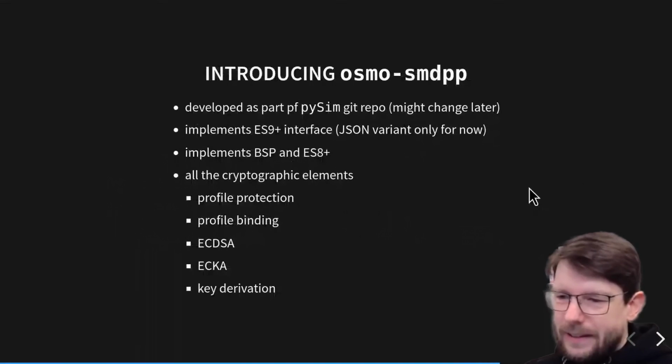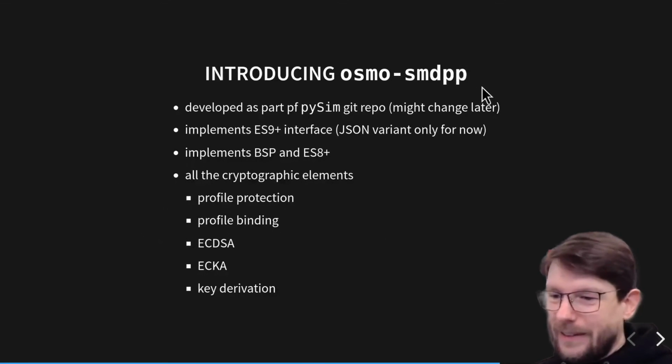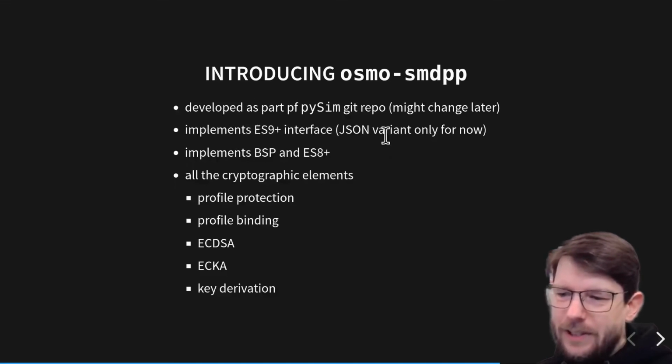So I implemented the minimal proof of concept of the SM-DP+ called osmo-smdpp. The additional P is for plus, like we have CPP for C++. And it's currently part of the pySim Git repository. That might change later. I might split that out, and it implements this ES9 Plus interface, only the JSON variant for now. I have some untested patch for the ASN1 variant. Once that is tested, I will merge that as well. It's in the end not all that different, as I mentioned. It's only the outer layer, and then inside, it's again ASN1 anyway.